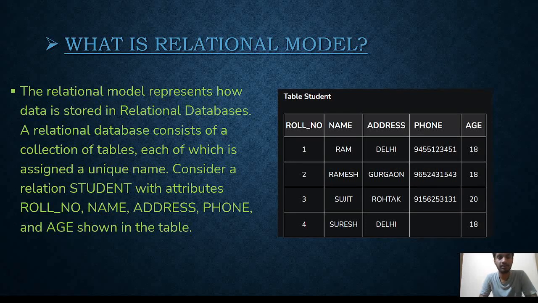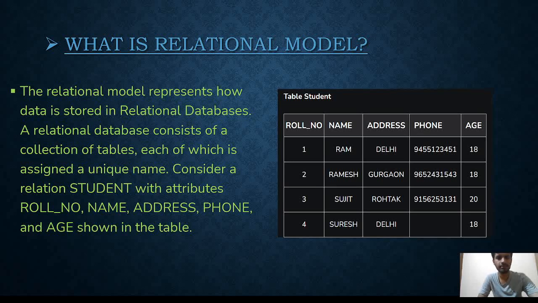A relational database consists of a collection of tables, each of which is assigned a unique name. As we can see here, the roll number is different for all the entries. Ram has roll number 1, Ramesh has roll number 2, Sujit has roll number 3, and Suresh has roll number 4. They have different ones. It can't be duplicated, because then the database will be faulty if two students have the same roll number.